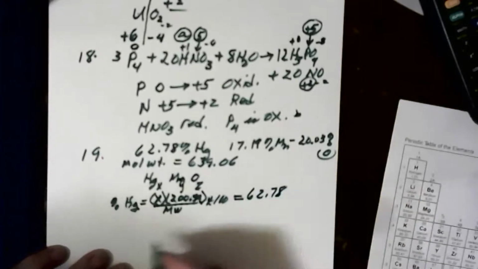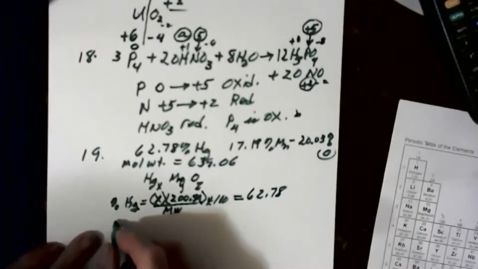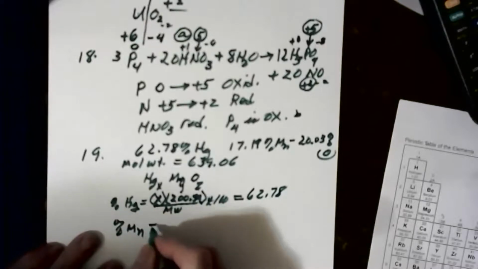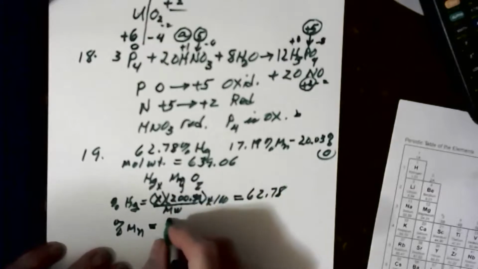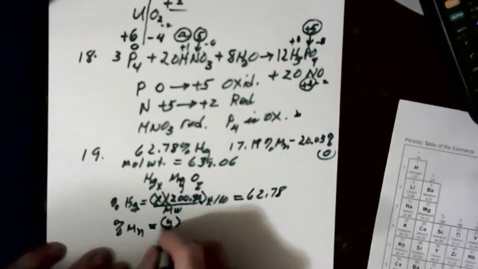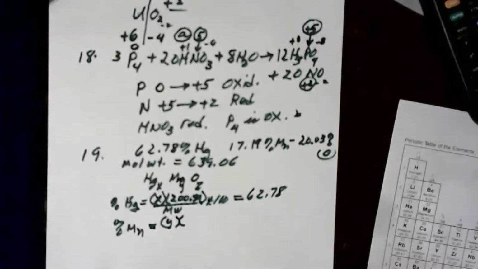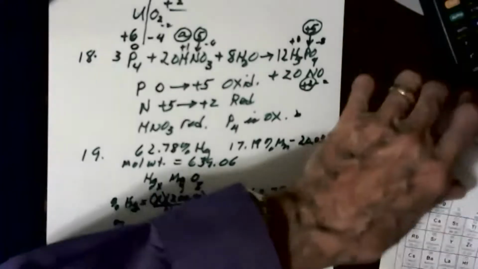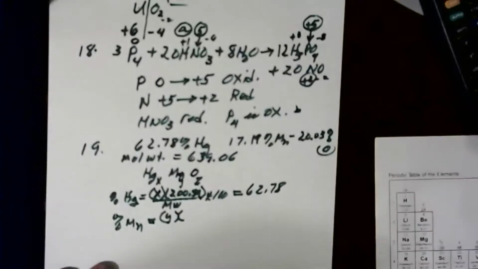It's 62.78. Now let's do the same thing for the percent of manganese. Well, it's the number of manganese atoms times the atomic weight of manganese, located on the periodic table right here. Atomic weight is 54.94.